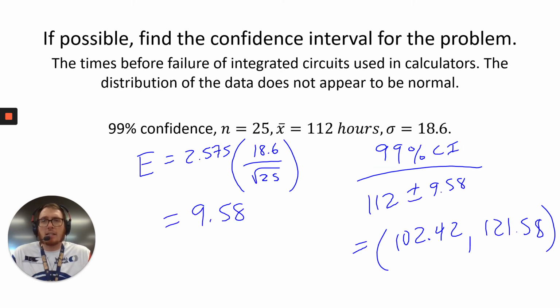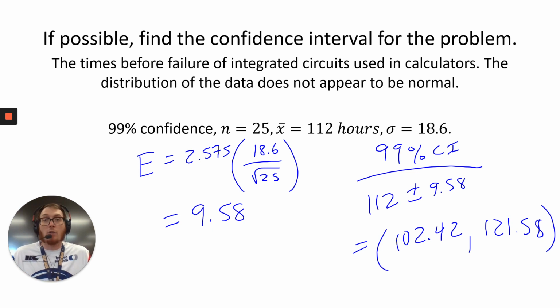The next one, say this is time before the circuits go out on a calculator. Maybe this has happened to you, hopefully not on a test day, but your calculator just stops working. This is 99% confidence, so 2.575 for that, times the standard deviation of 18.6 divided by the square root of 25 in this case. You should get 9.85, and then the confidence interval will be 112 plus or minus that 9.85.